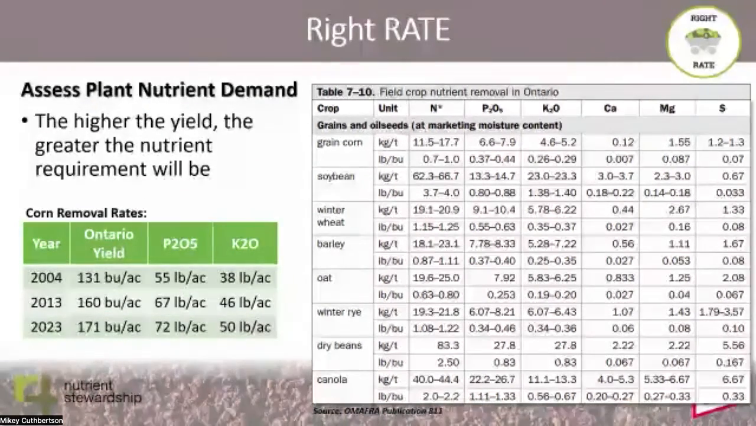So looking at corn for an example here on this chart, I just pulled some of our average yields for corn across Ontario. In 2004, the Ontario yield for corn was 131 bushels. Down to 2023, last year, the Ontario provincial average was 171. So that's a great success story that we are increasing our yields through a lot of these best management practices that we've been discussing today.